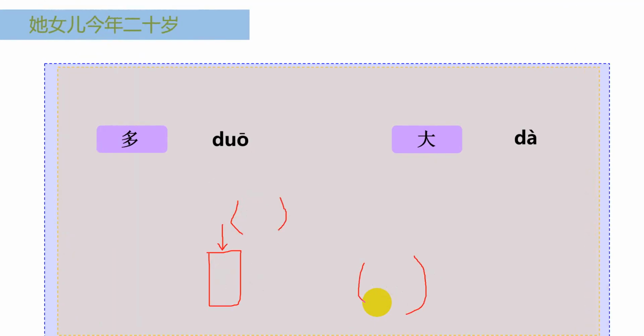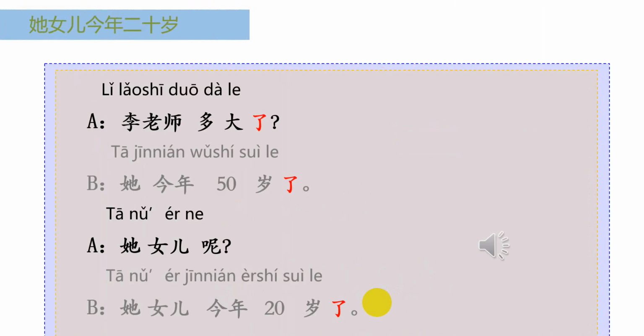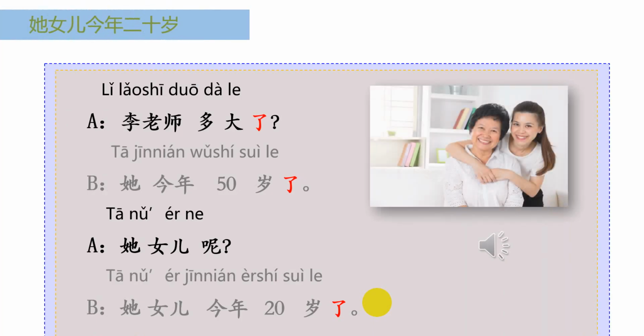Now after learning this one, let's go back to our dialogue here. Yes, to the dialogue here. So you can hear first. 听听. Now the first question, this one. 李老师多大了？Yeah, 李老师多大了？Now how old is the teacher Li? 李老师, teacher Li. And then, now how about her daughter? Yeah, 她女儿呢？Let's listen again. Listen together.